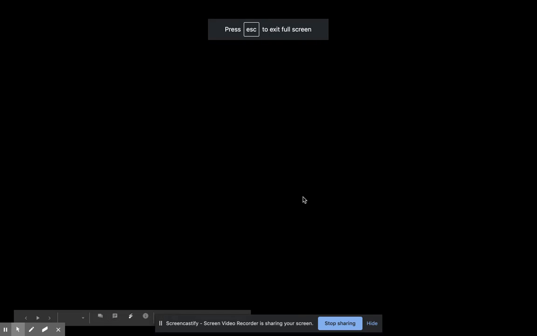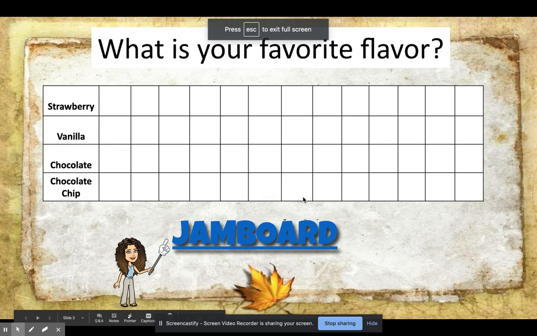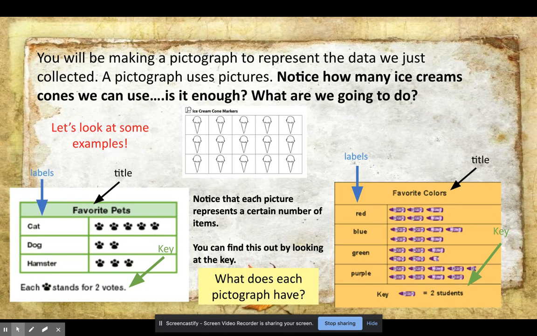Now that you have done your Jamboard, we've completed our survey, let's go ahead and look at what we're going to be doing with this information. We're going to be putting this information into a graph, specifically a picture graph or a pictograph. Like I said, it's a picture graph, so we're going to be using pictures to represent the data that we've just collected. A picture graph uses pictures.